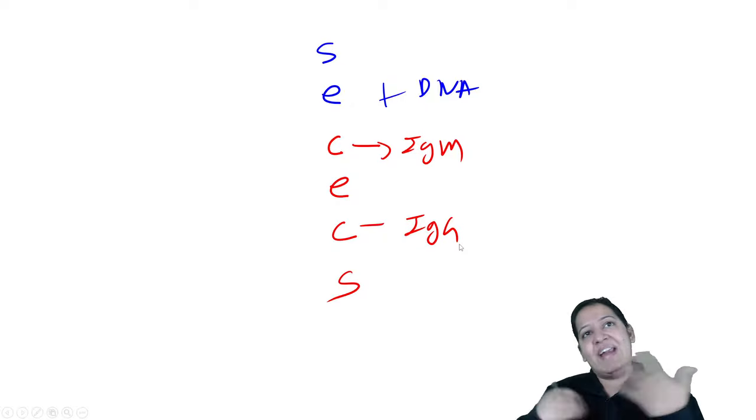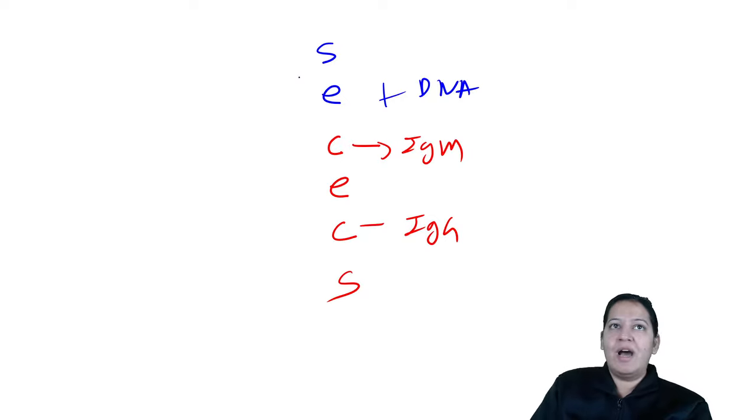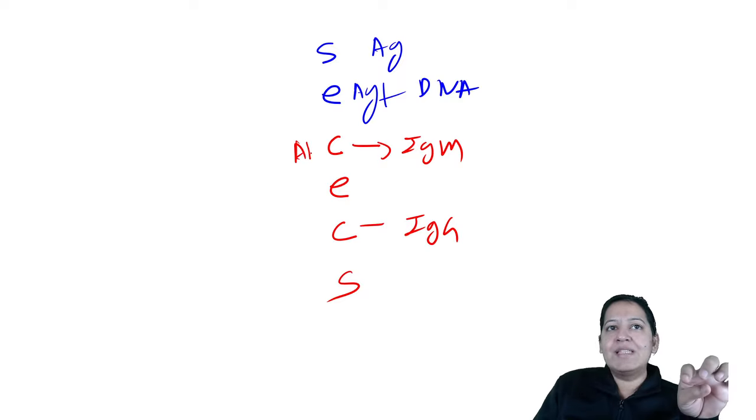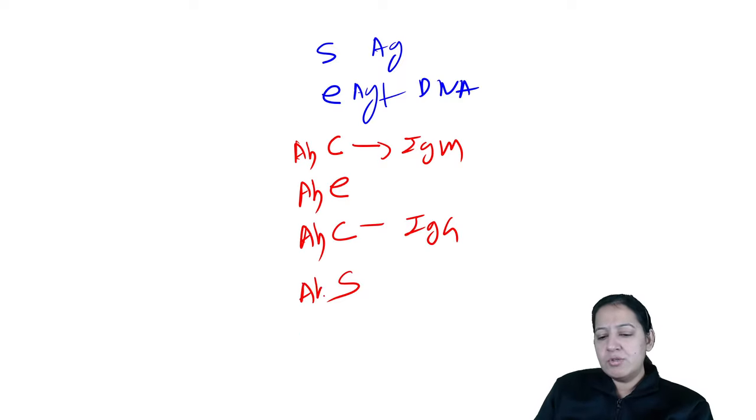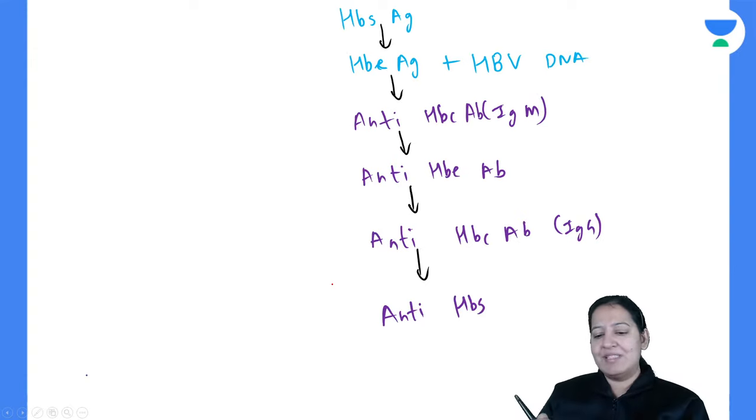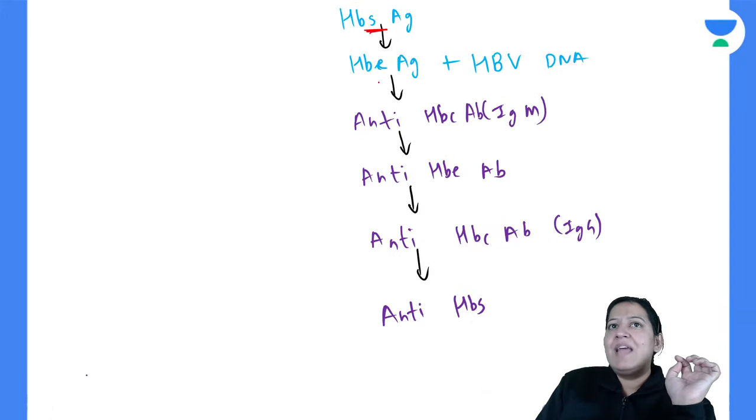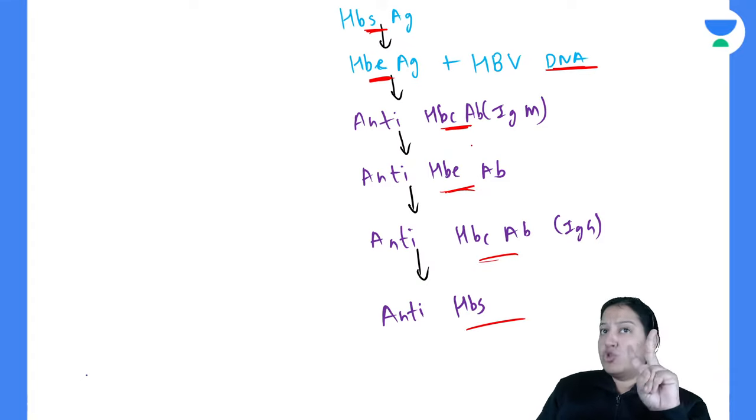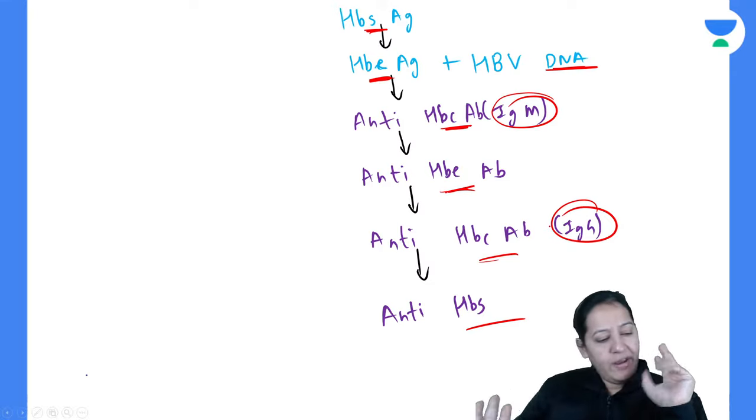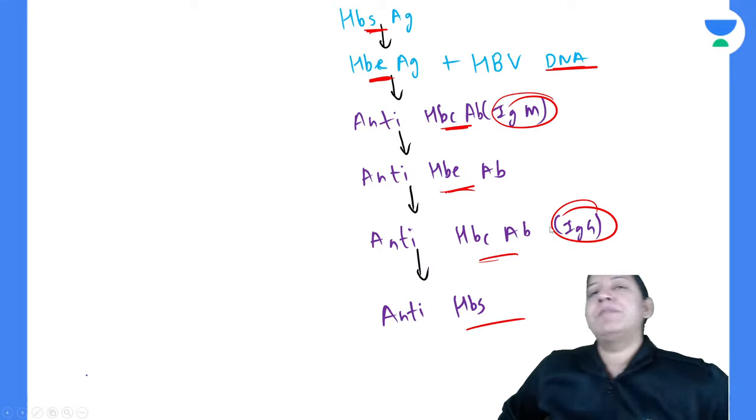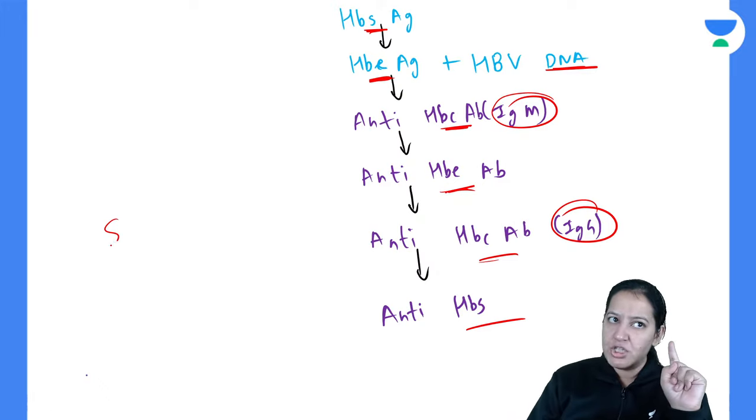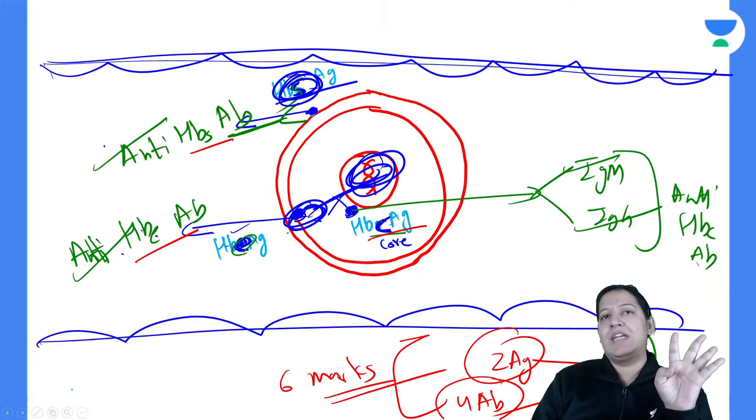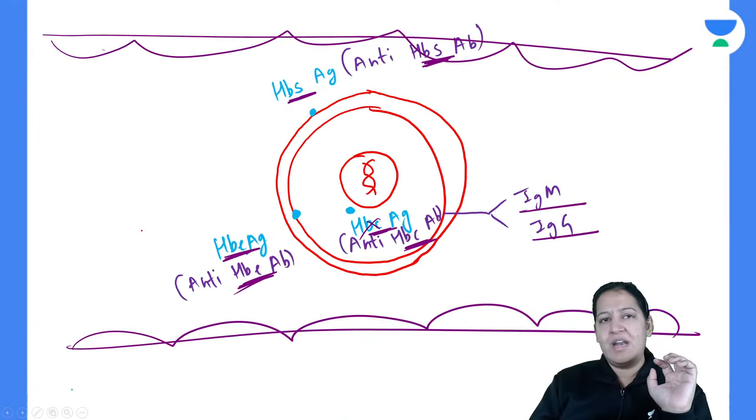Please learn the sequence of antigens and antibodies here. These are the antigens I am talking about, and these are the antibodies I am talking about. See, the same thing I have written here. Please everyone appreciate the sequence. First is S, then E along with DNA. That is the antigens. Now the antibodies: C, E, C, S. Two Cs: the first C is IgM, then IgG. If this concept is clear, the first question was about the sequence: how many antigens and antibodies? There are 3 antigens and 4 antibodies.